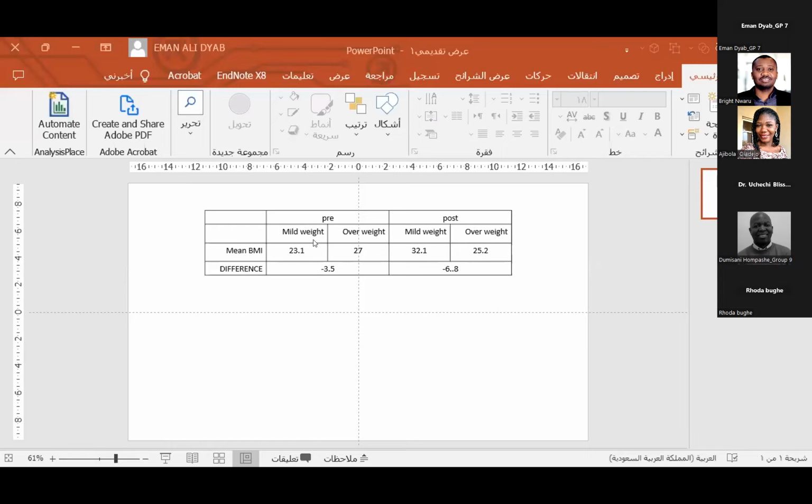He compared the pre-operative group, mild and overweight together, and found the difference or change in the weight. But this is not correct, because the correct way is to compare mild weight pre with the mild weight post the operative.